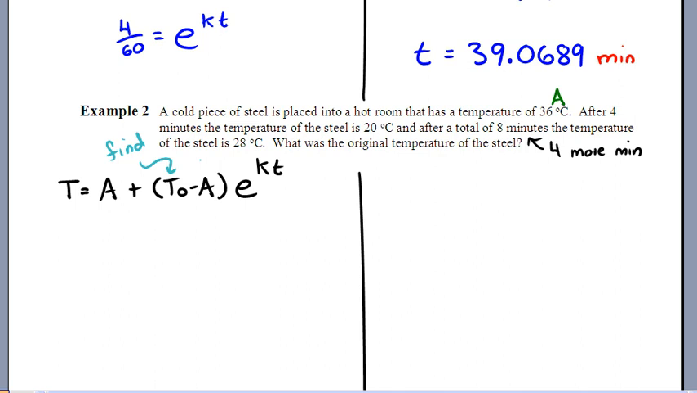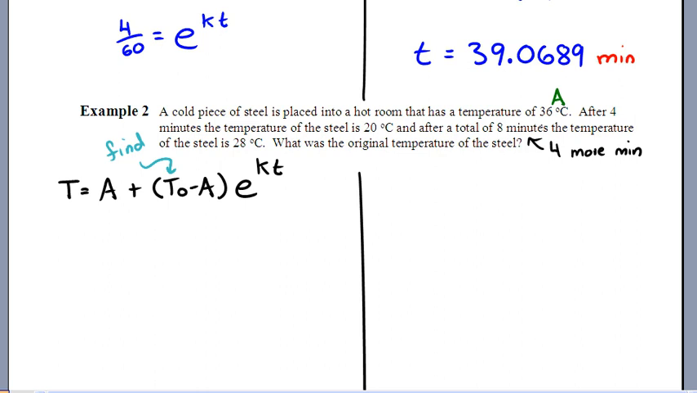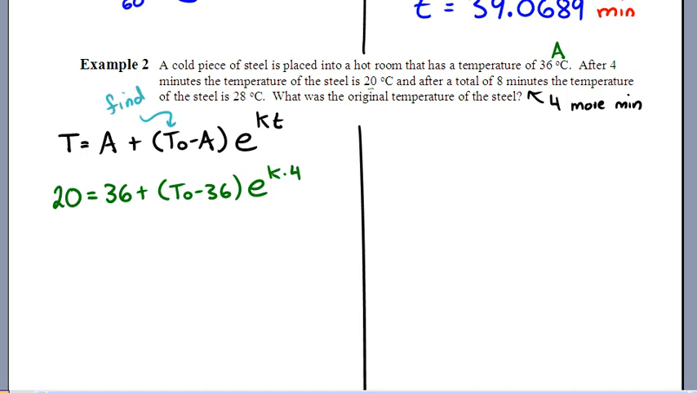Well, let's start putting in some clues that we have. We're told that if you wait 4 minutes, the temperature of the item has come up to 20. So looking at that 4-minute mark, you'd have 20 is equal to room temperature, 36, plus T0 minus 36, e to the k times 4. Okay, I'm going to just polish that up a little bit before I try the other clue out.